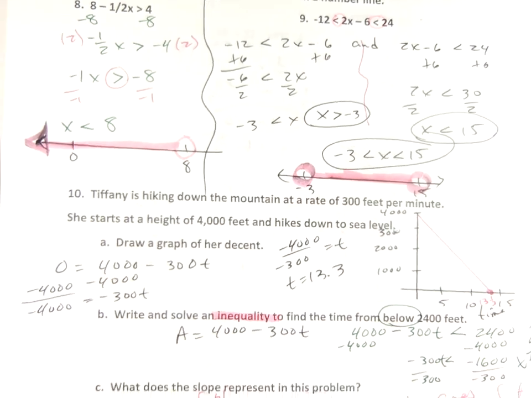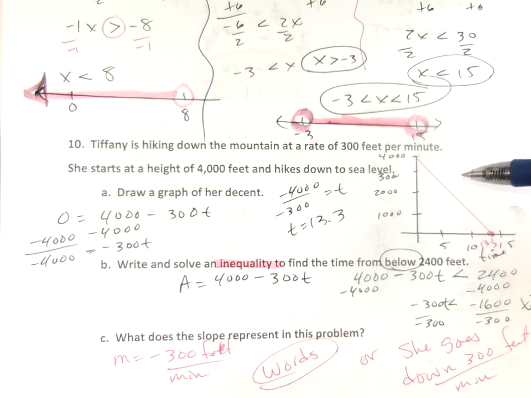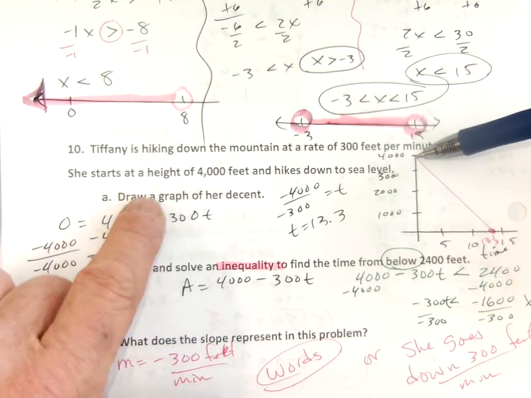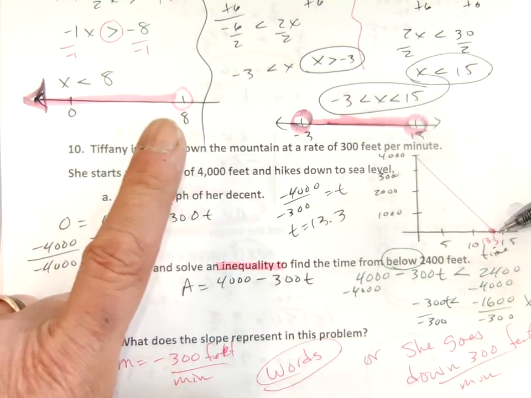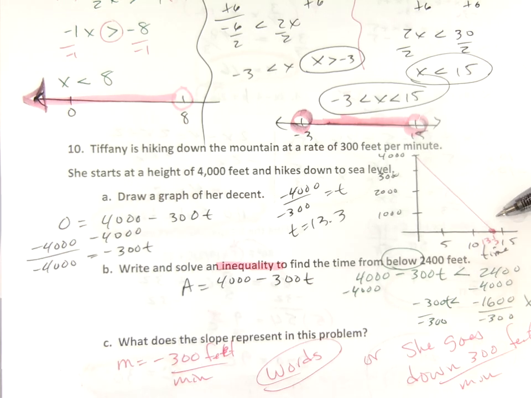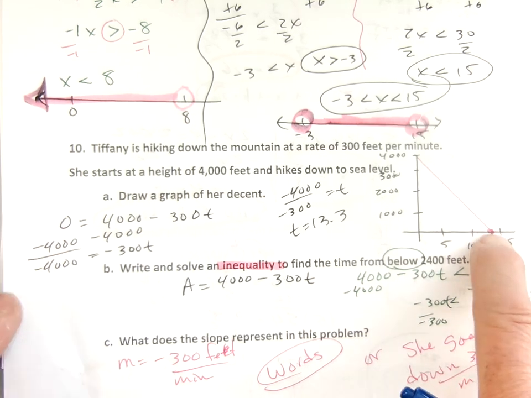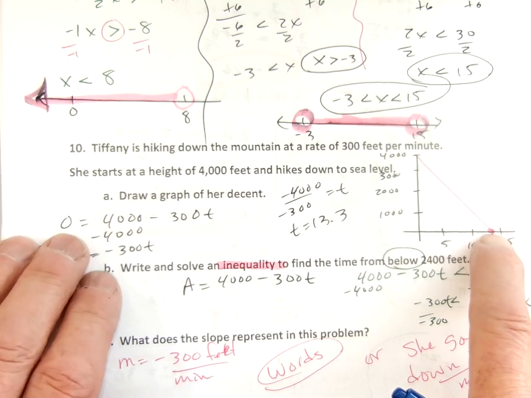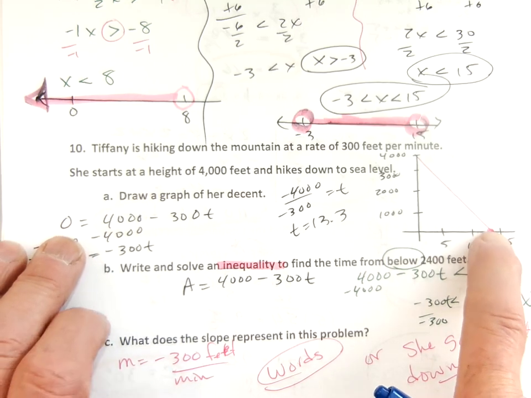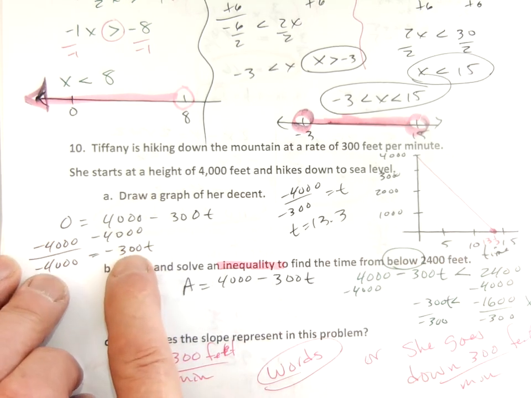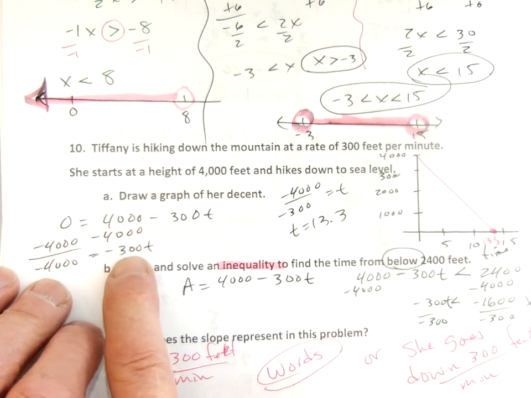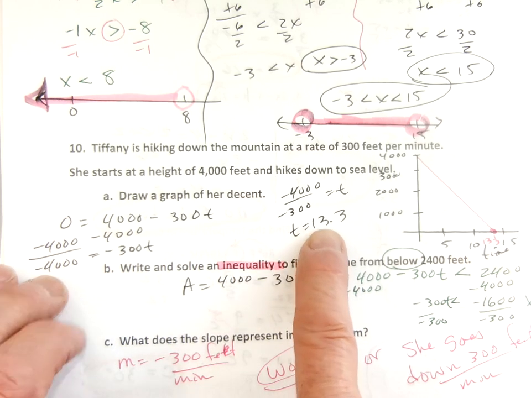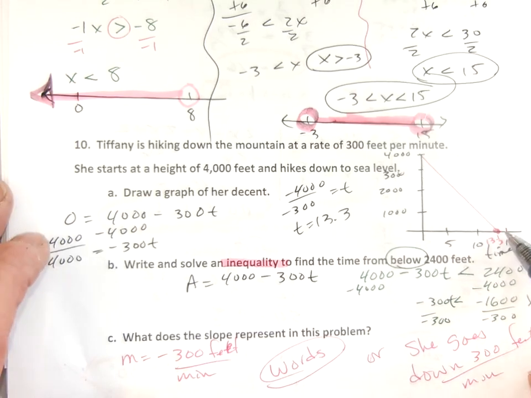Okay, 10, Tiffany is hiking down the mountain at a rate of 300 feet per minute. So I know she starts at 3,000 feet and then she goes down. So now we wanted to find out when she reaches the ground, sea level. So we set it equal to 0, because when the altitude is 0, and we solved. So after we solve for t, we get a time of 13.3. So she hits the ground, sea level, at 13.3 minutes.